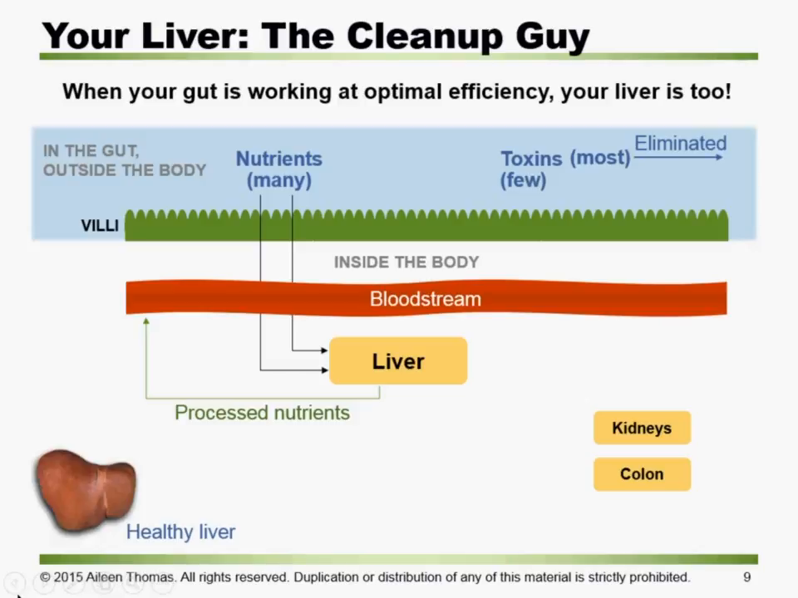Of the few toxins in the chyme, most won't make it through the villi and will be eliminated as it should be. A tiny amount of toxins may be absorbed, and these will also go to the liver for processing. A healthy liver is perfectly capable of processing and eliminating these toxins by sending them to the kidneys or colon for elimination. That's one of its jobs. And all's well that ends well.